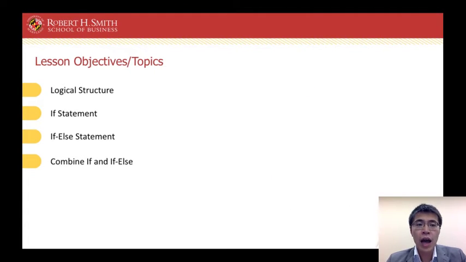In this lesson, we have 4 objectives. Logical structure. We are going to learn what a logical structure is and the types of logical structures. And then we learn and try out how to write an if statement and some more complex examples like if-else statements. After we learn all this, we will use the live session to combine if statements and if-else statements to solve a more complex problem.